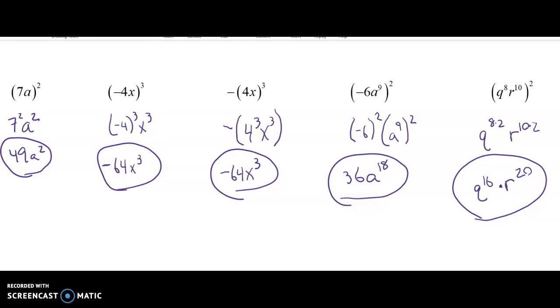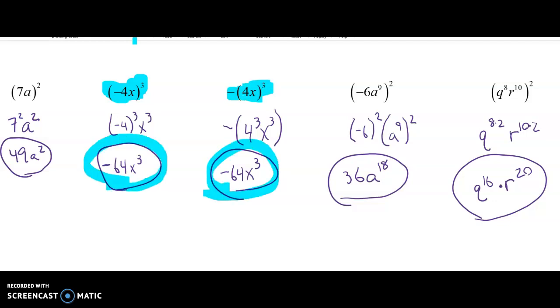Notice we have negative 4x raised to the 3rd, and then we have negative, and then in parentheses 4x raised to the 3rd. We get the same answer for each of these, whether the negative is inside or outside. The reason for that is we're still taking negative 4 and multiplying it by itself 3 times. If we multiply a negative by itself an odd number of times, we'll always have a negative result.